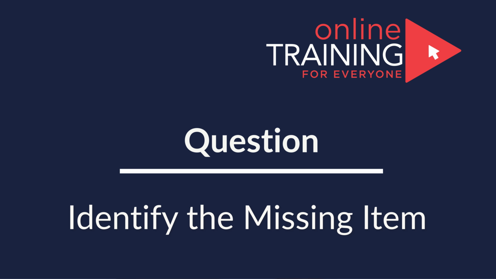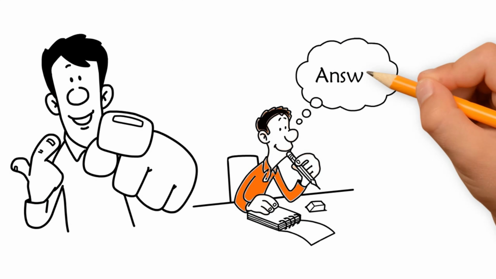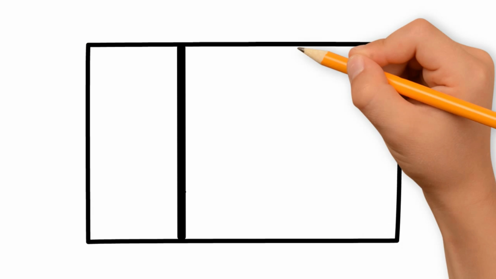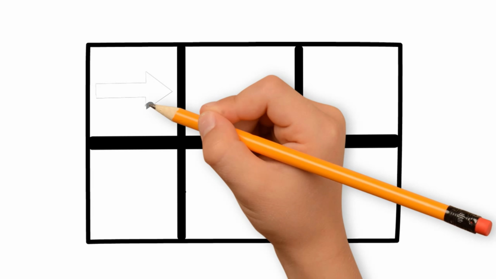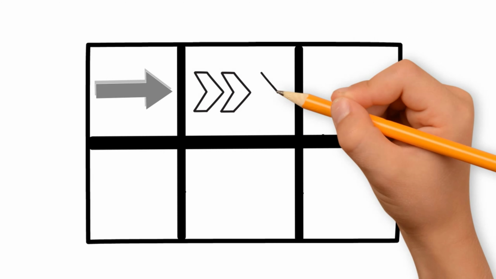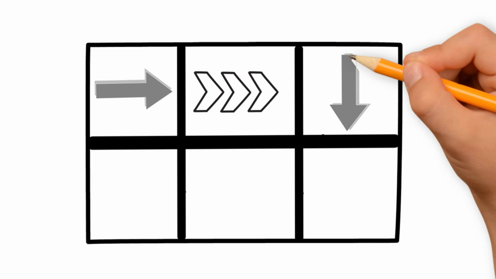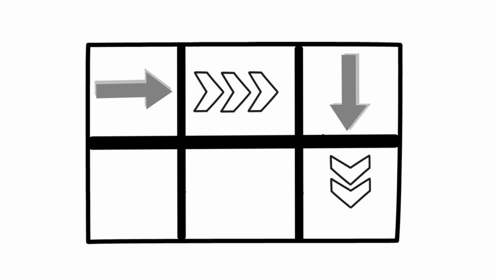I'm excited to share with you a cool question, which is easy to understand, but which doesn't have an obvious answer. You're presented with the 2x3 matrix. This matrix has arrows inside. There are 2 types of arrows, solid arrows, and then there are arrows that consist of 3 different shapes.